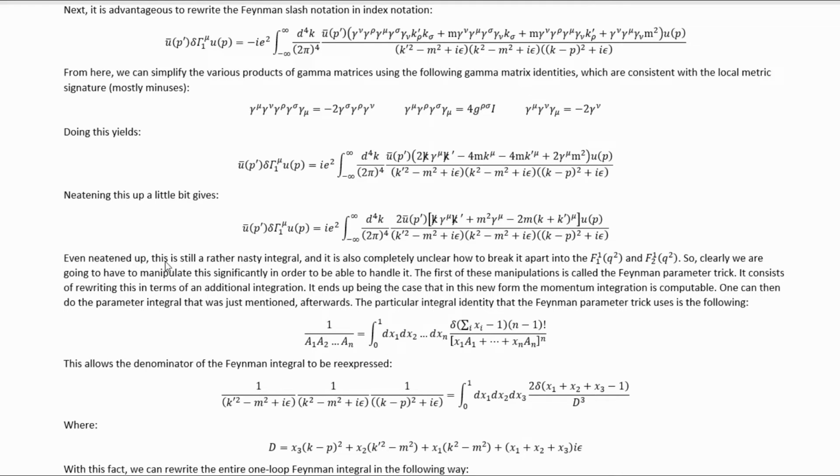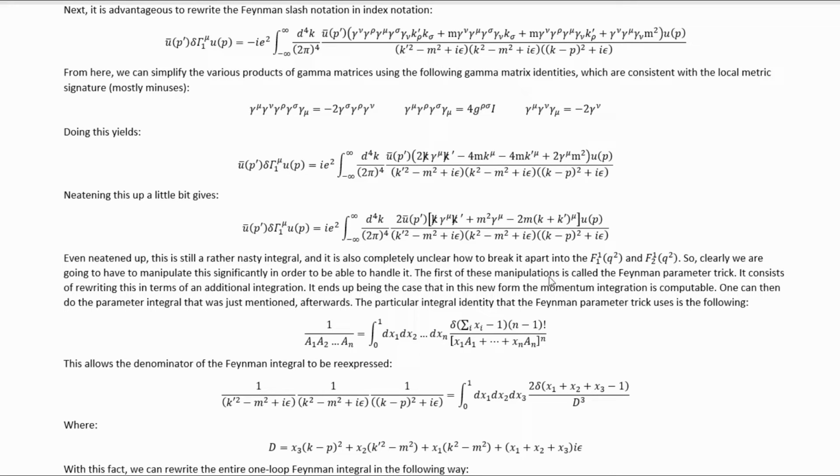Now, even neatened up, this is still a rather nasty integral, and it is also completely unclear how to break it apart into f11 of q squared and f12 of q squared. Of course, we'd need to add on the gamma mu, which is the zeroth order part, before we could do that anyway. But still, even then, it's totally unclear how to do that. So clearly, we are going to have to manipulate this significantly in order to be able to handle it.